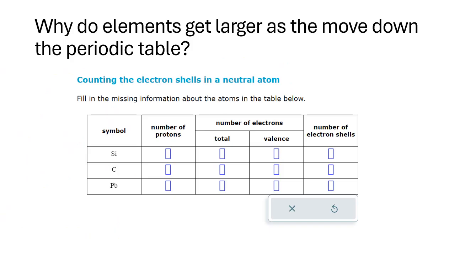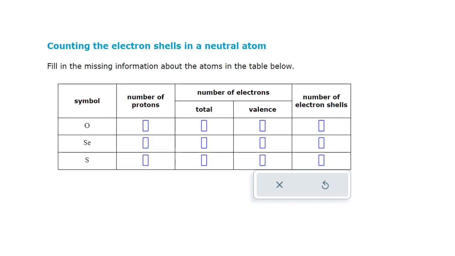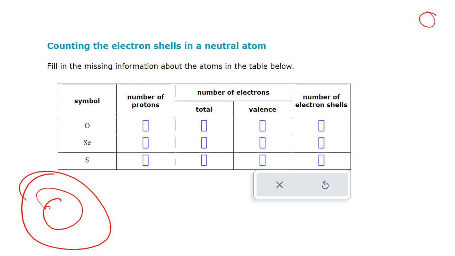So now, why do elements get larger as you move down the periodic table? Remember, largest, francium, and smallest, helium or fluorine. And that is because there are more shells in the ones further down the periodic table.